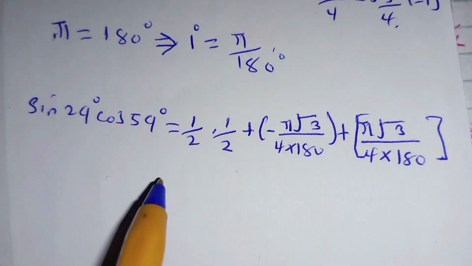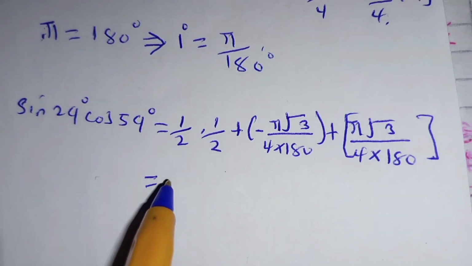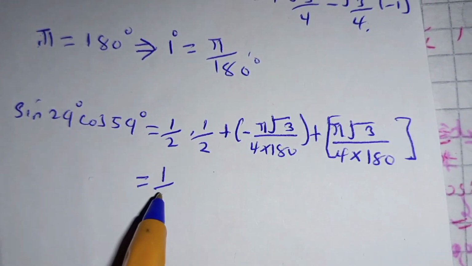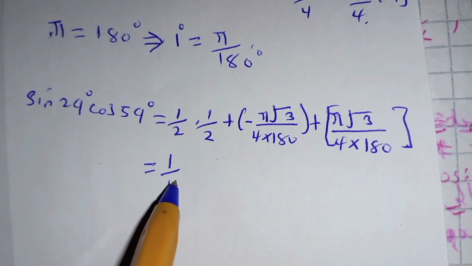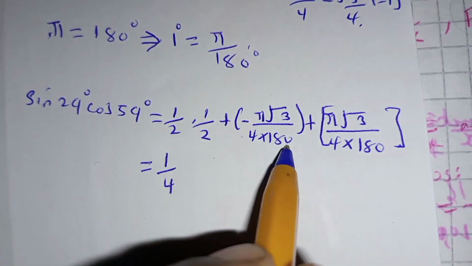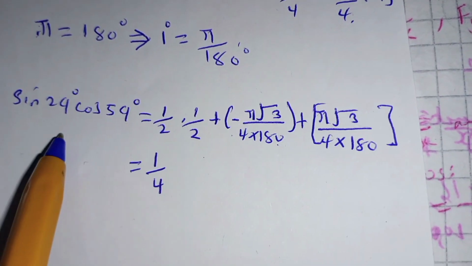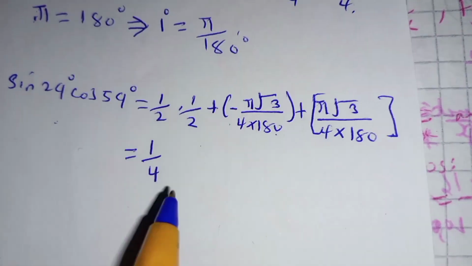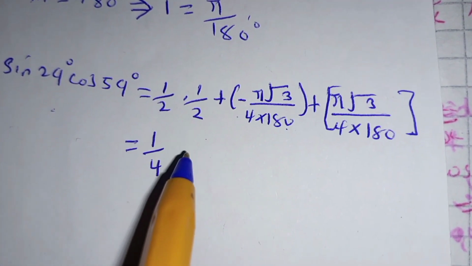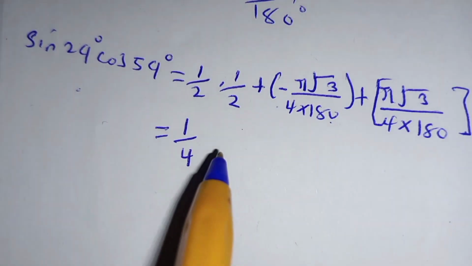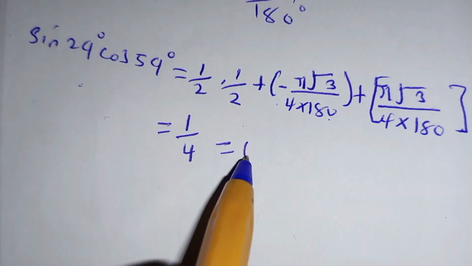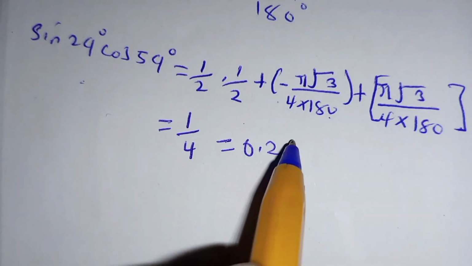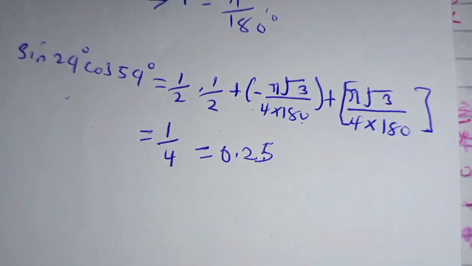So half times the half will be 1 over 4. This part here will reduce to 0. So sine of 29 degrees multiplied by cos of 59 degrees is equal to a quarter, which you can write in terms of decimal places as 0.25, which is the approximate value.